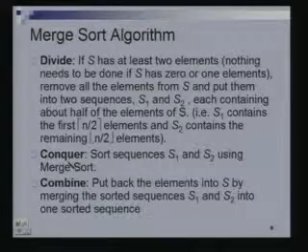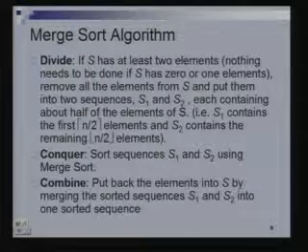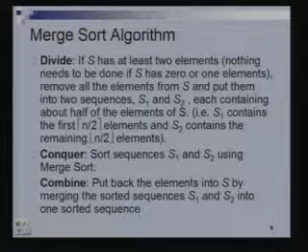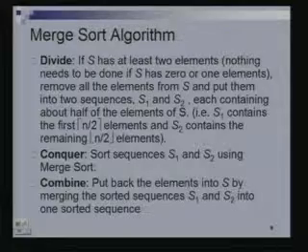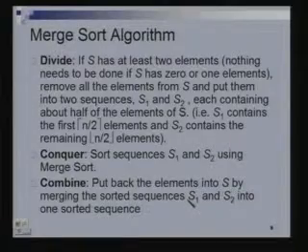I have S1 as one sorted sequence, I have S2 as another sorted sequence. But what is S? If I say what is the sorted sequence corresponding to S, it is not just S1 followed by S2, no guarantee that that is sorted, right. So, I need to what is called merge S1 and S2 into one sorted sequence. That is called the merge step or the combine step here.